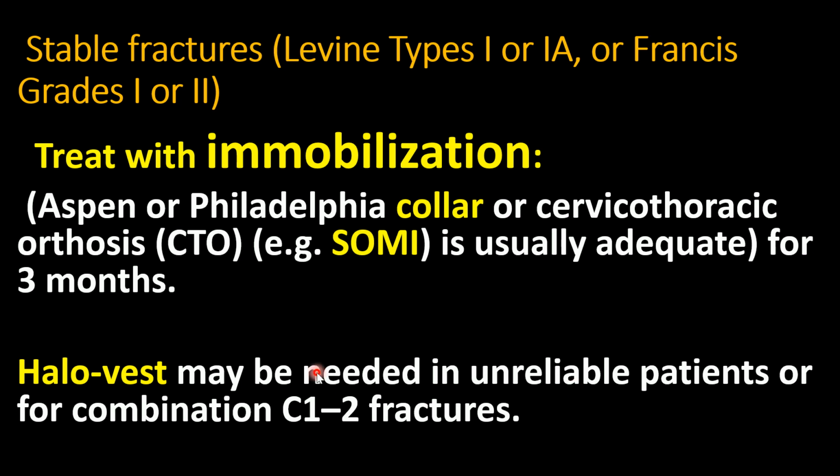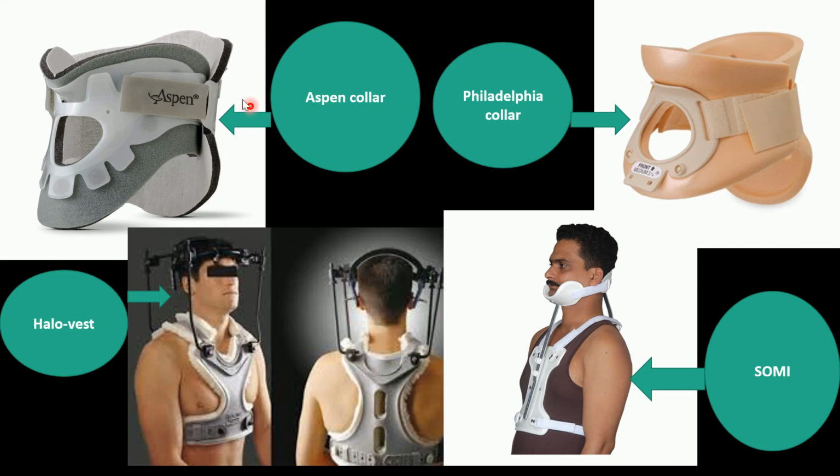Treat with immobilization like Aspen or Philadelphia collar, or cervicothoracic orthosis like SUMI, which is usually adequate for 3 months. Halo vest may be needed in unreliable patients or combination of C1-2 fractures. Here we can see the Aspen neck collar and Philadelphia neck collar. Here we can see the SUMI without pins and the Halo vest with pins.